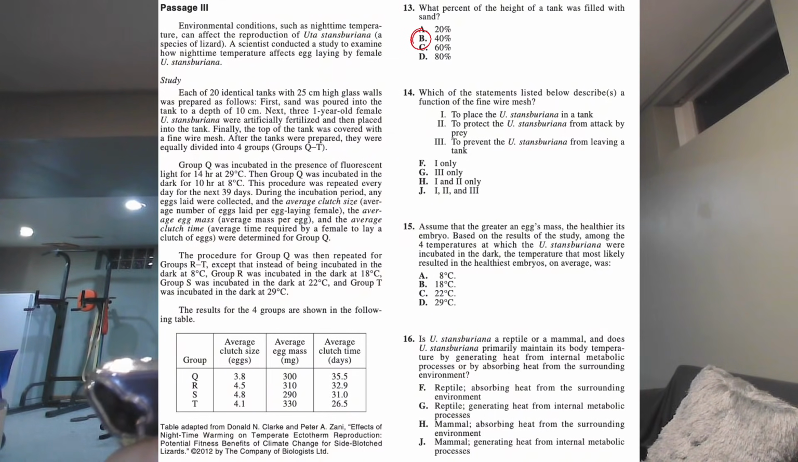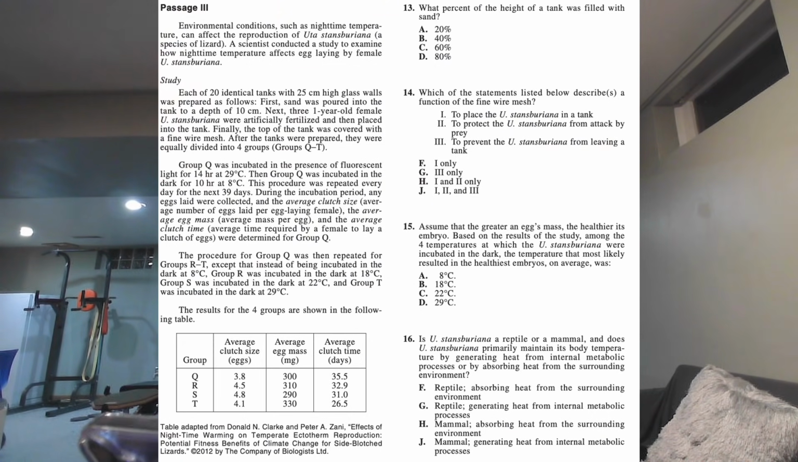All right, question 14. Which of the statements listed below describes a function of the fine wire mesh? Number 1, to place the whatever that is in a tank, to protect from attack by prey. Okay, so prey doesn't attack. All right, and then 3, to prevent that from leaving the tank. Okay, so let's read the study a little bit more in depth now. So it sees we're looking for fine wire mesh. Okay, so 3 one-year-old females were artificially fertilized, placed into the tank, and then the top of the tank was covered by a fine wire mesh.